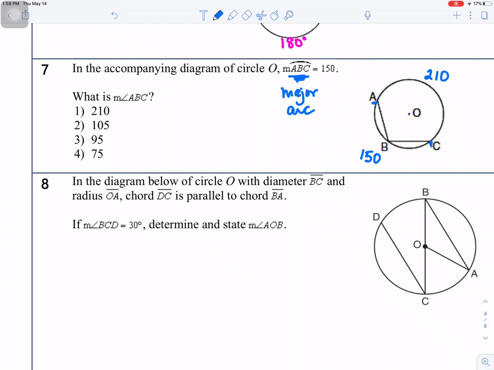Okay, now what is the measure of this angle? That's an inscribed angle. Half of the arc. So 1/2 of 210 is 105.